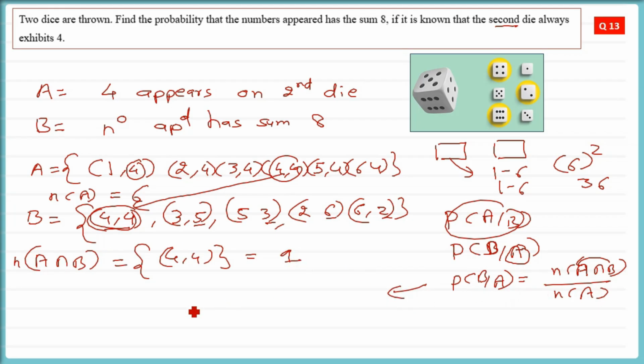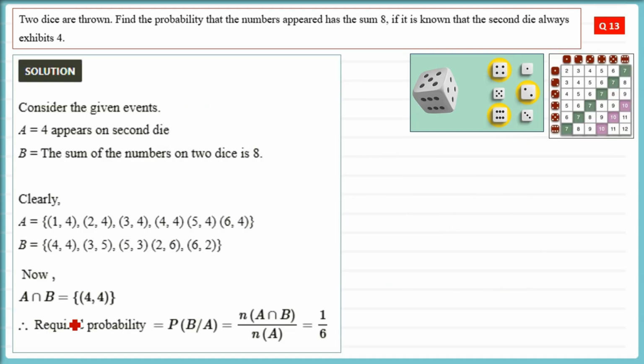Now the formula is what? N(A intersection B) divided by N(A). N(A intersection B) is 1. And what is N(A), the number of elements in A? It's 6. So 1 by 6. So probability of event B when A has happened is 1 by 6. Now this is how this will be done.